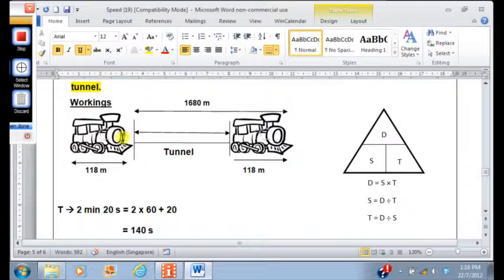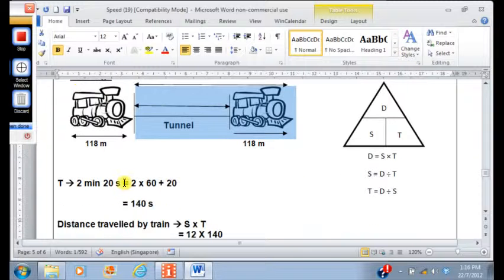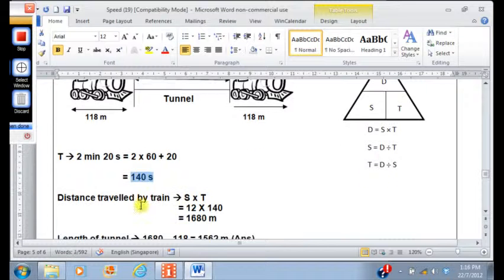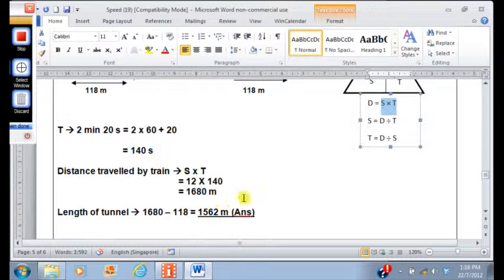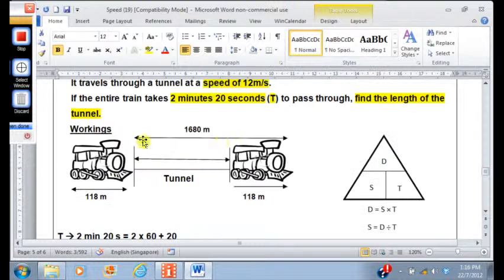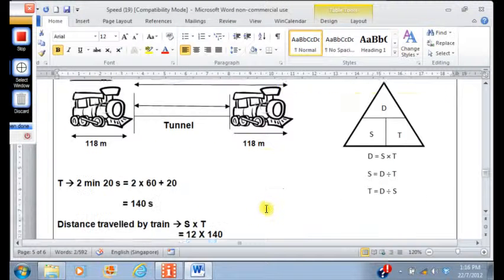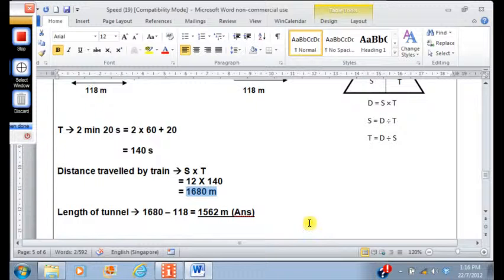Once again, when it goes through the tunnel, it needs to cover this entire distance plus its own body length. And there's a blind spot here, 2 minutes 20 seconds. Make sure that you change it to 140 seconds. And then you can use distance equals speed times time. So 1680 is the whole distance from here to here, and you minus away 118 meters, you should get 1562 meters.